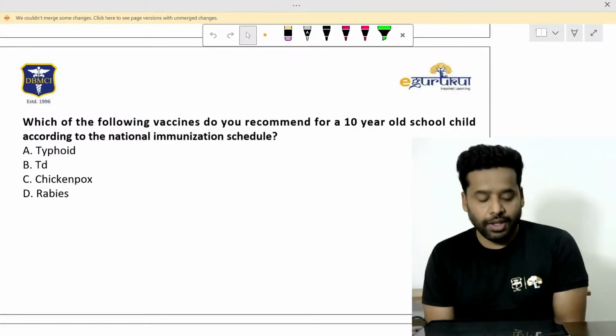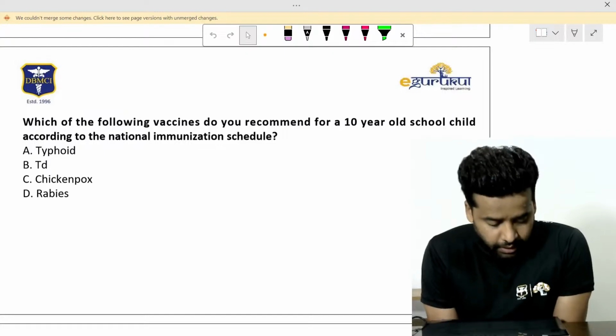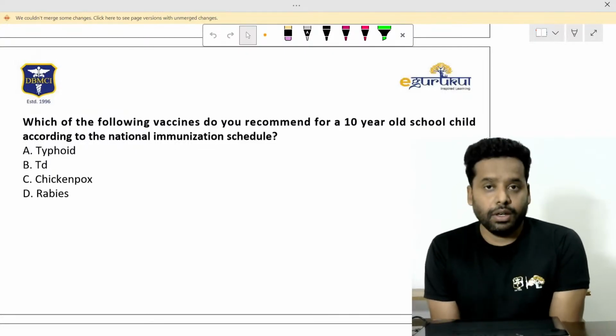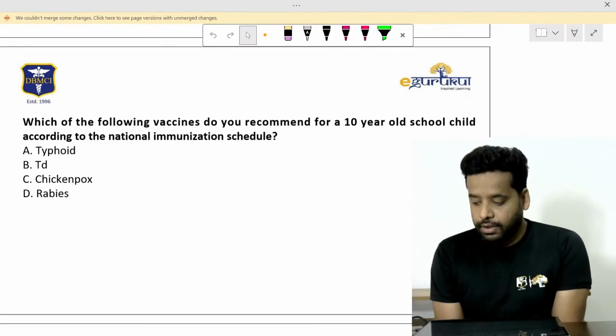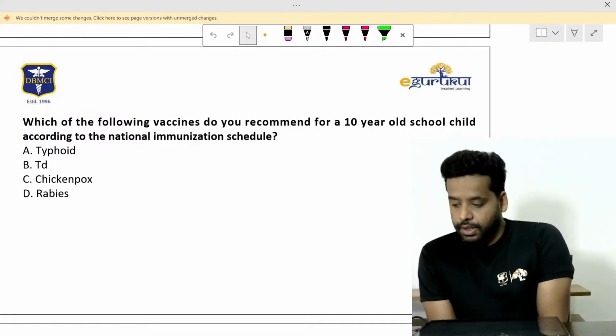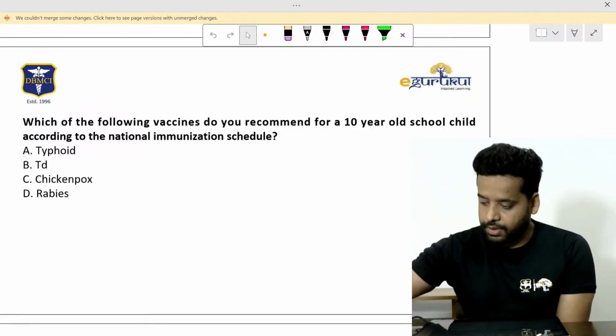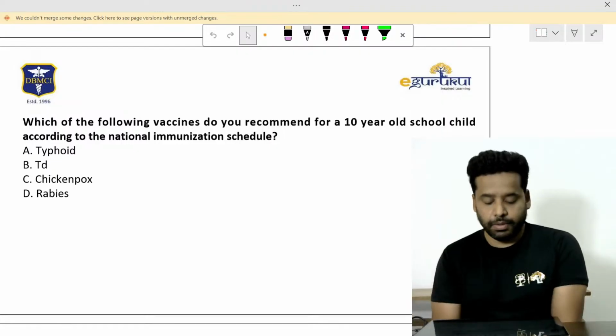So we'll be discussing all the previous year questions of your NEET exams. The questions which are from important topics and repeatedly asked, we'll be throwing some light on all those questions. See the question number 1.